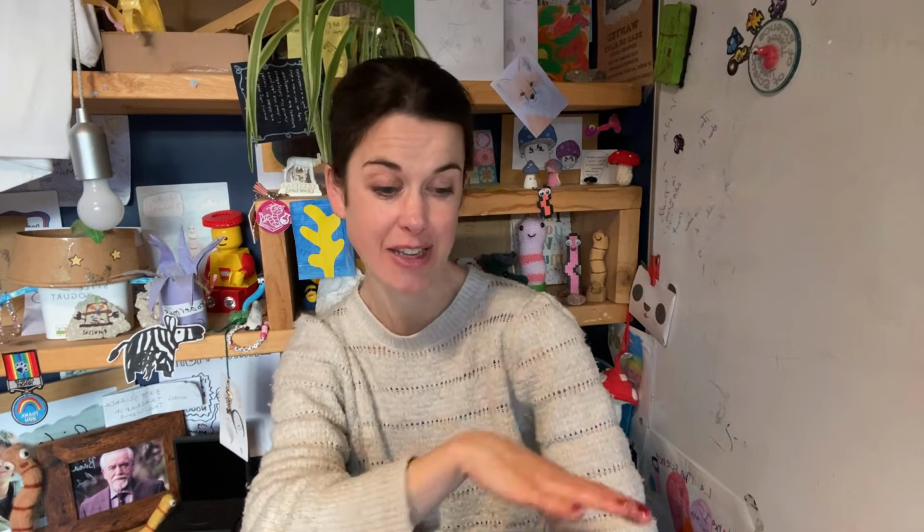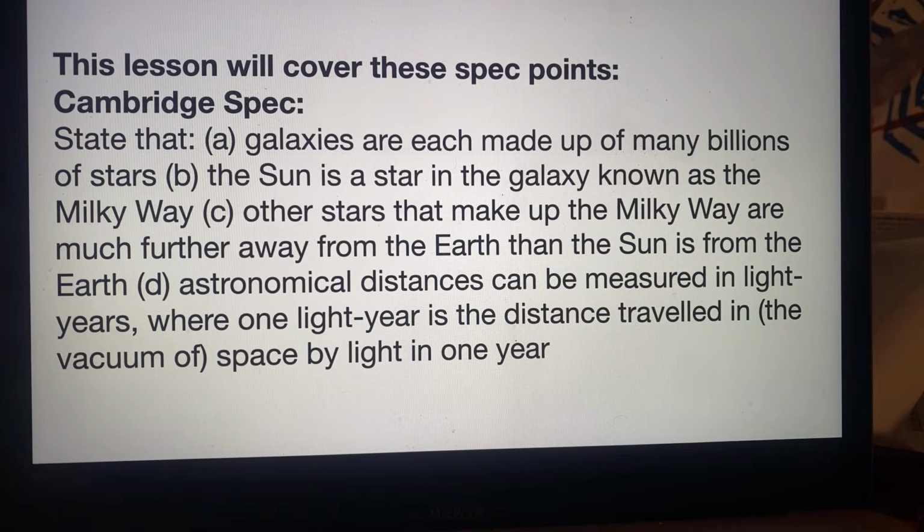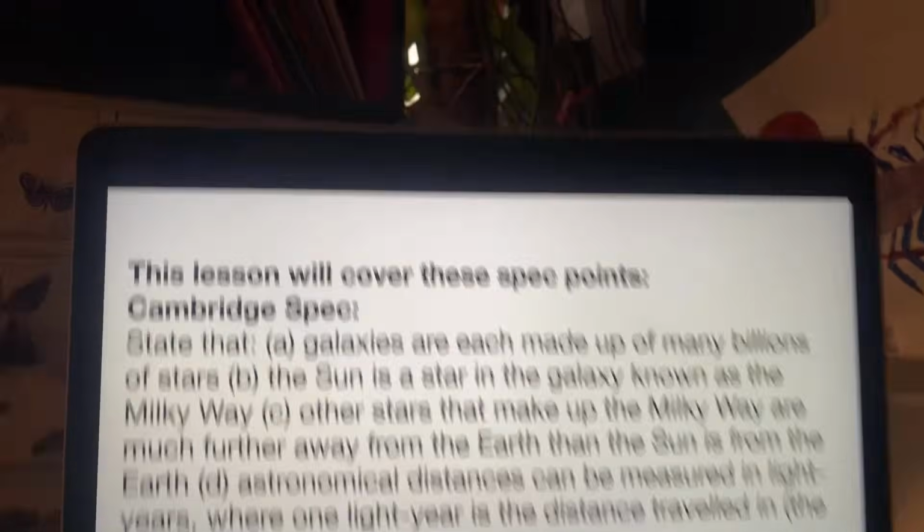Whew! Right. It's also in your specification that you need to know these cool facts, but we will save these for next week. But I'll show you, because look at what's to come. Oh my goodness, so cool. You need to know that galaxies are each made up of billions of stars. So the sun is a star in the galaxy known as the Milky Way, but, well, yeah, anyway, we get to expand outwards.